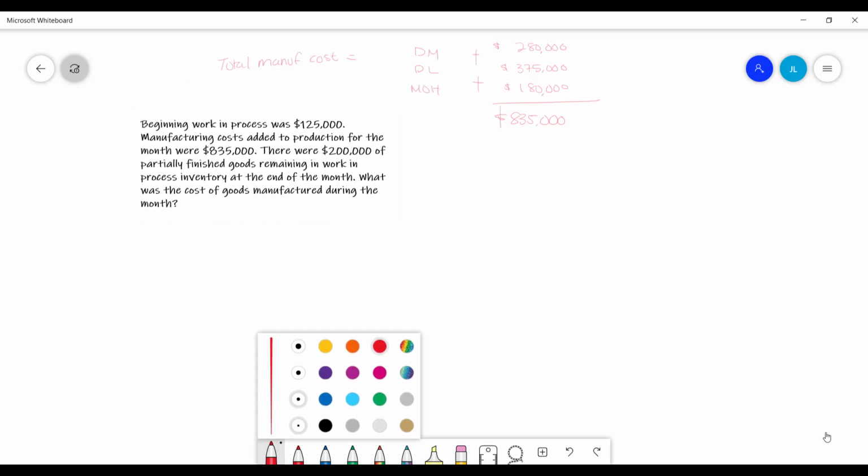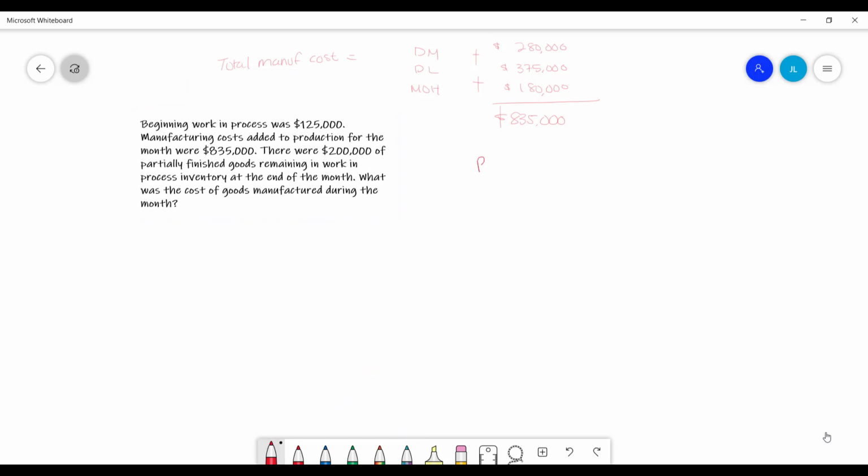Actually, let's go ahead and make that just a little bit bigger. So beginning work in process, $125,000. It says manufacturing costs added to the production for the month were $835,000. There were $200,000 of partially finished goods remaining in work in process inventory at the end of the month. What was the cost of goods manufactured during the month?